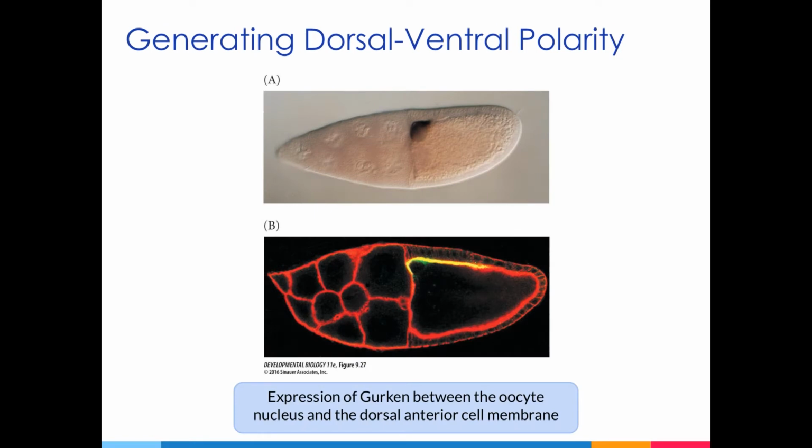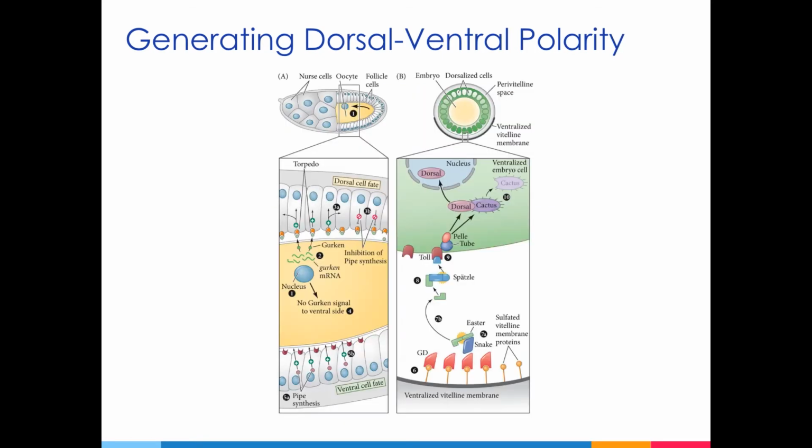The stainings on these embryos show gurken, and as you can see, it's localized to the future dorsal-most anterior region of the embryo. The gurken mRNA, which moved with the nucleus, eventually becomes translated into protein, and that gurken protein binds to receptors on follicle cells that are surrounding the future dorsal region of the embryo. And recall that the follicle cells are part of the egg case. They're not part of the embryo.